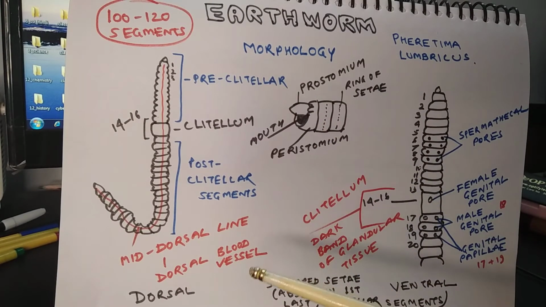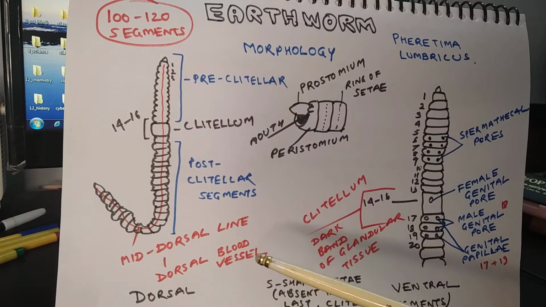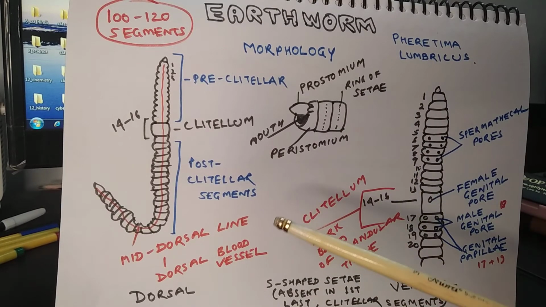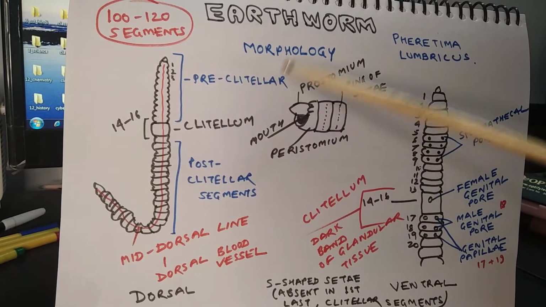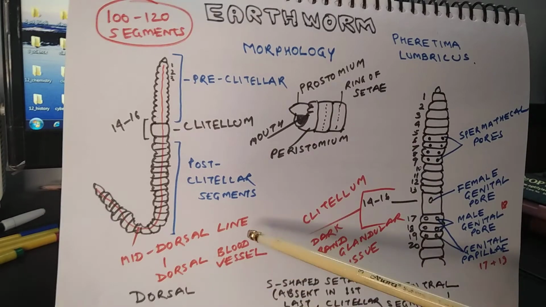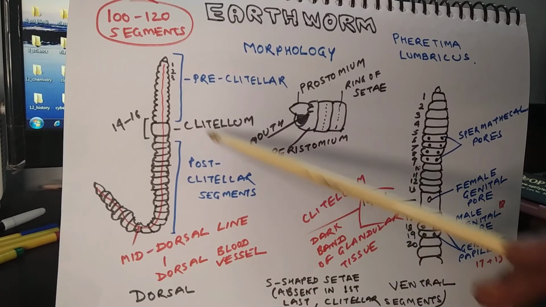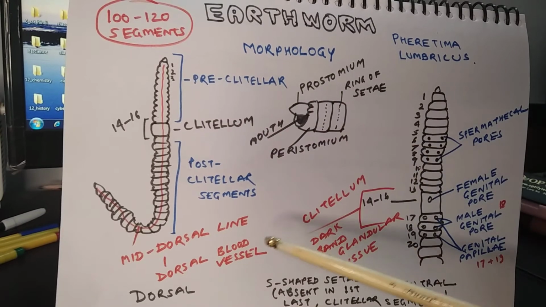On the basis of clitellum, the body of earthworm can be divided into three portions. The portion which is ahead of clitellum is called pre-clitellar segments, and the portion behind the clitellum is called post-clitellar segments, and the 14th to 16th segments are clitellar segments.